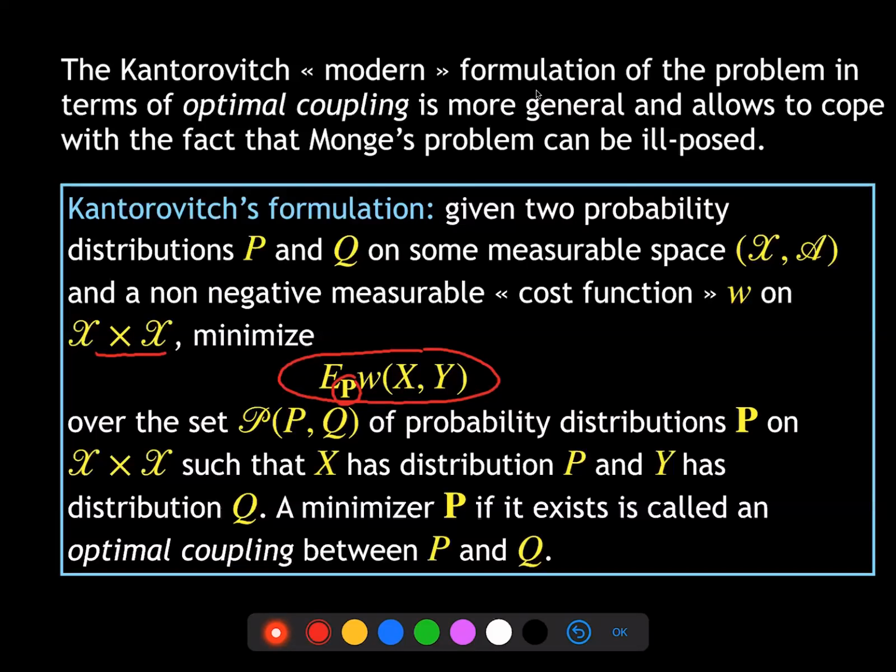The coupling is just the distribution of (X, T(X)). If a transportation map T exists, it implies that there is a coupling. But the converse is not necessarily true.